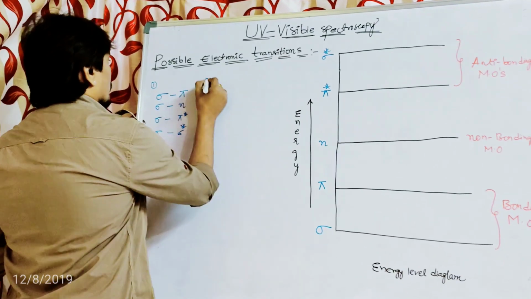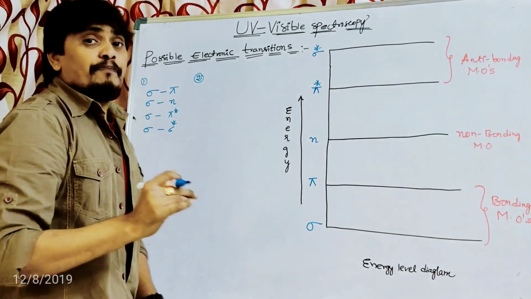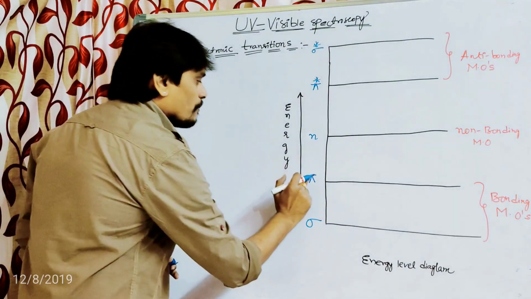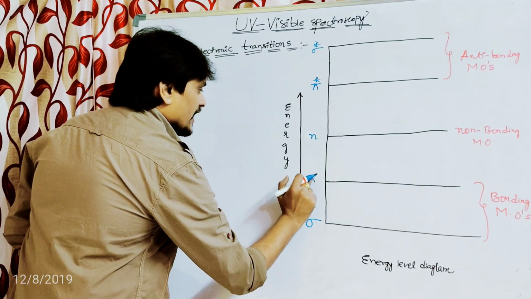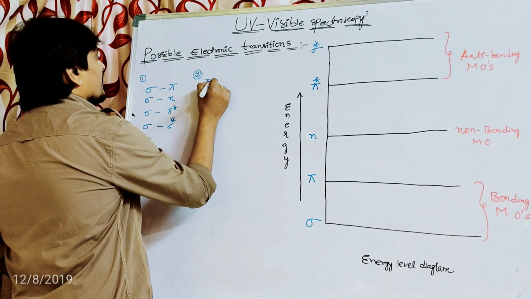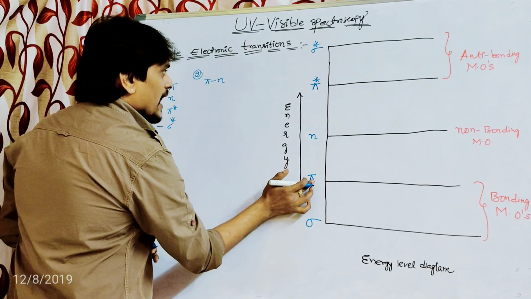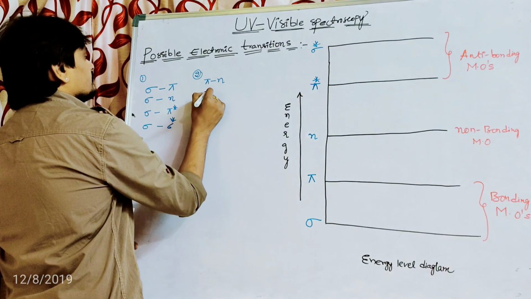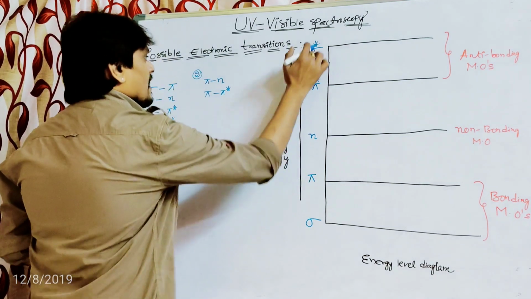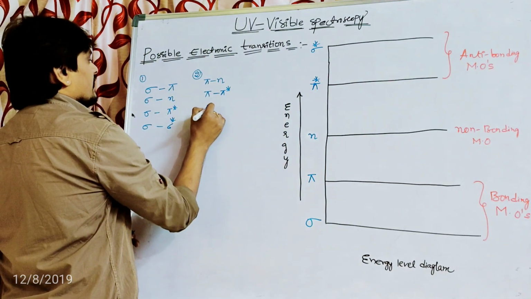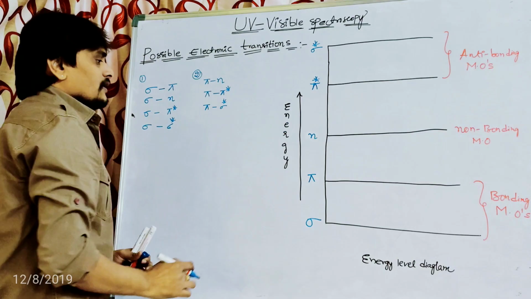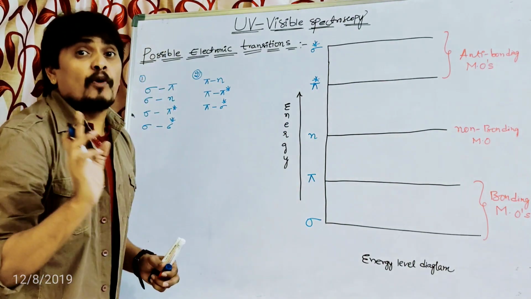Students, now let us see the expected electronic transitions with respect to pi. With respect to pi, the electronic transitions expected are pi to n, pi to pi star, and pi to sigma star. Pi to sigma is not possible, students.